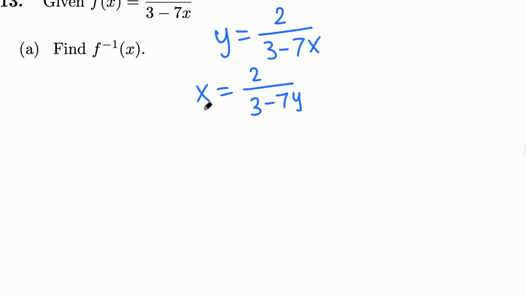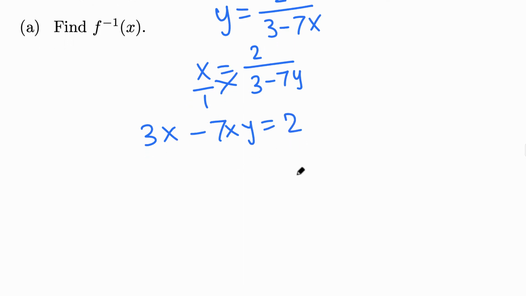Since this is a fraction, we can write x over 1 and cross multiply this way. It doesn't matter which way you write first. Let me write this way. That's 3x minus 7xy equals 2. So we are trying to isolate y.